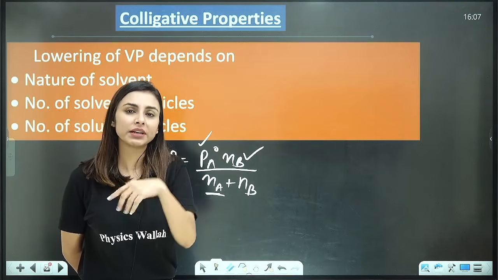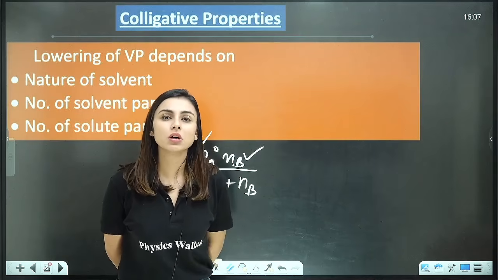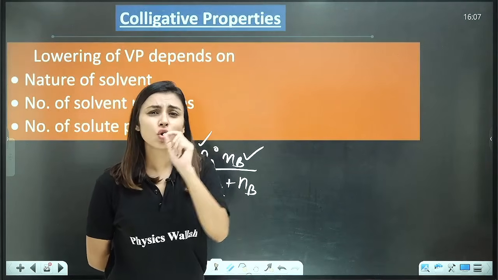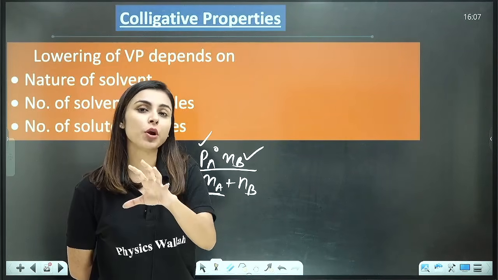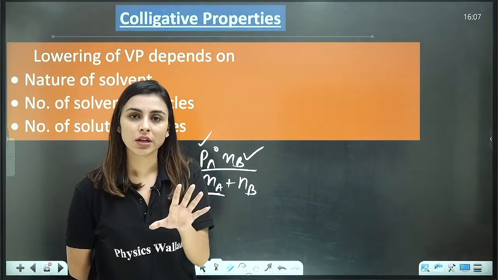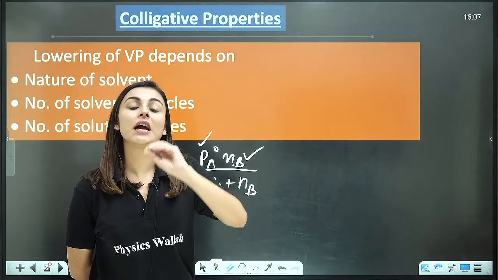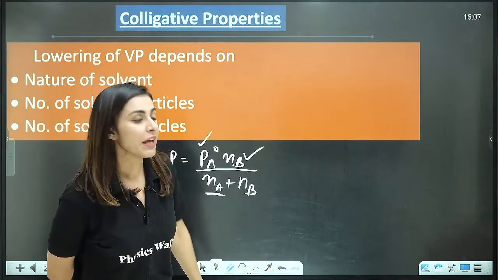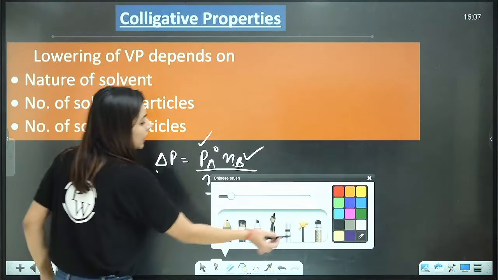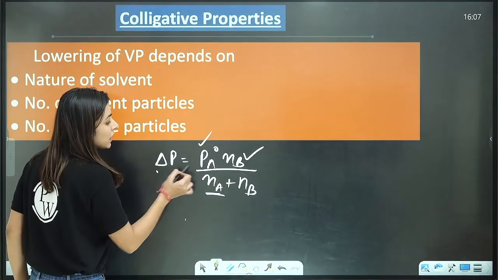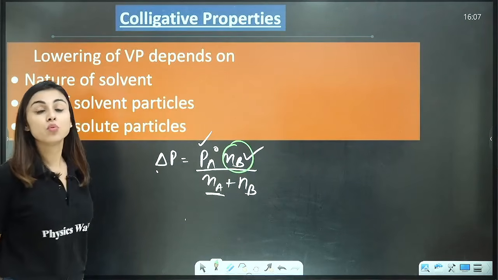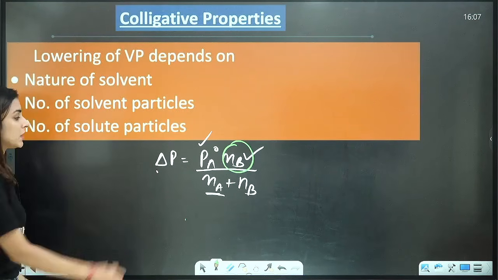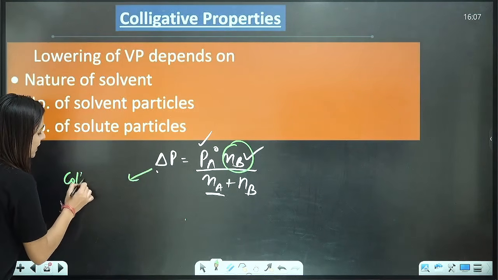What are colligative properties? Here we come to a new term: colligative properties. My dear students, colligative properties are those properties which do not depend on their nature. They only and only depend on the amount of that particular substance. If you see delta P, it depends only on the number of moles of B. It does not depend on its nature. So we say that delta P is a colligative property.